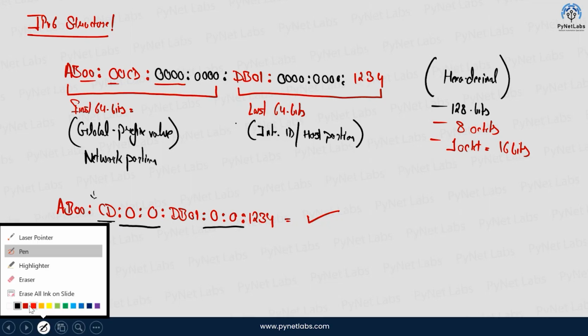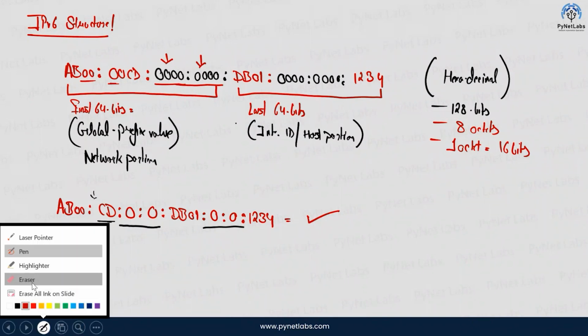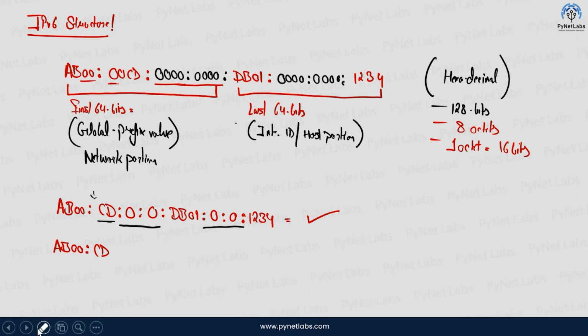If I say AB00, then we have CD. Now you have continuous zeros in the third octet and in the fourth octet. This is the third octet. This is the fourth octet. So what I can do is to make it shorter. Instead of defining this third and fourth octet, I can use double colons here like this. Now the device will automatically understand that all the 8 bits are 0 0 0.